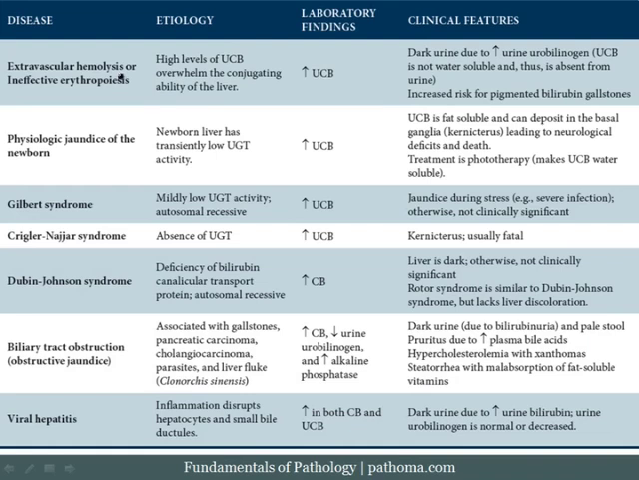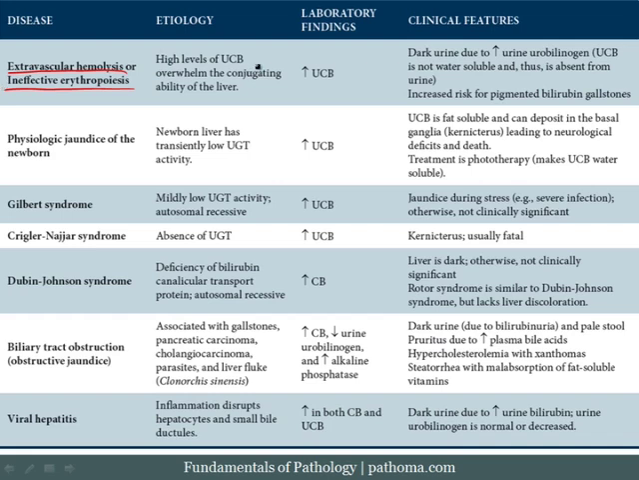The first is extravascular hemolysis, or ineffective erythropoiesis. In extravascular hemolysis, you get excessive destruction of the red blood cells by the reticuloendothelial system. And in ineffective erythropoiesis, you get death of red blood cells within the bone marrow due to some ineffective ability to form the red blood cells, for example, which then again will also result in consumption of the red blood cells by the macrophages of the bone marrow. In either case, the idea is that you're going to get excessive production of unconjugated bilirubin.